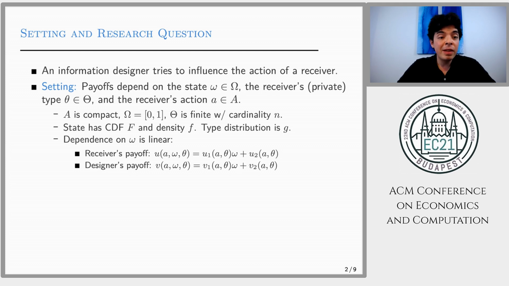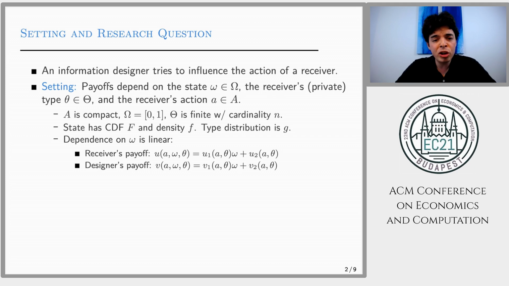We will allow the action space to be quite general, it's just a compact set, and we will not require the state space to be finite. We will assume that the state belongs to the interval 0 to 1. We will assume that the type belongs to a finite set, which has cardinality n, and this number n, the number of distinct types, will play a role in some of our results. The state has CDF F and density little f, and the type distribution is G.